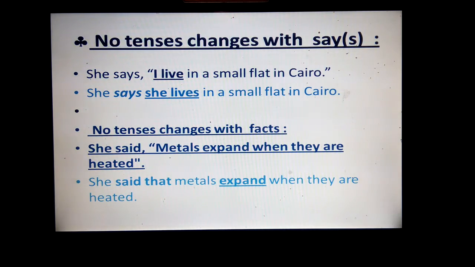No tense changes with facts. مع الحقائق مفيش تغيير أو تصعيد للزمن. She said metals expand when they are heated. She said that metals expand when they are heated. So no changes. Expand the same and are heated the same. مفيش أي تغيير عشان أنا بتكلم عن حقائق.